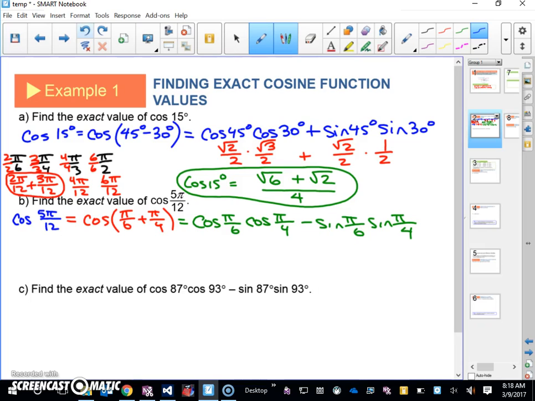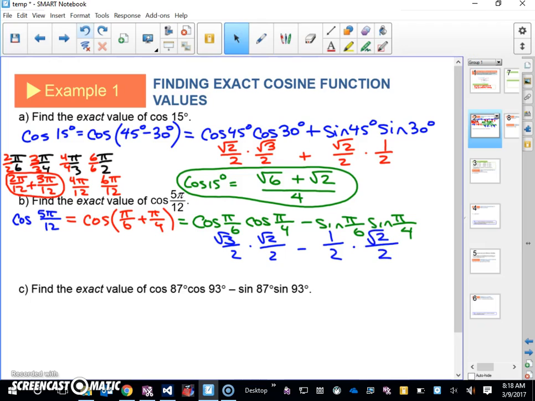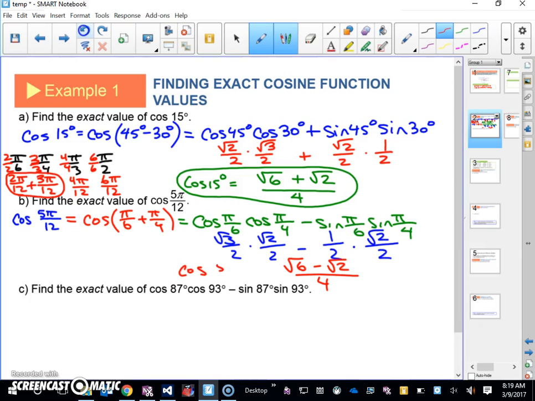Then cosine pi over 6, just look at your chart. That's square root of 3 over 2. Cosine pi over 4, square root of 2 over 2. Minus sine pi over 6 is 1/2. And sine pi over 4 is square root of 2 over 2. Going straight from the chart. Cleaning up my fractions again, I've got the square root of 6 minus the square root of 2, all over 4. So cosine 5 pi over 12 equals that.